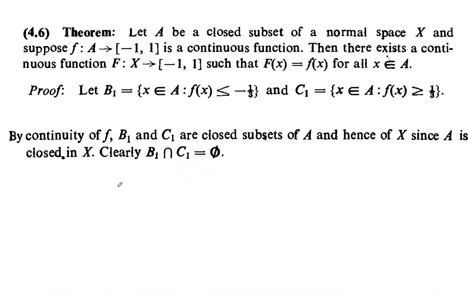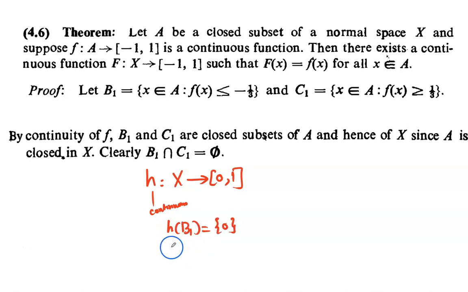Now, we can apply Urysohn's lemma to these two closed sets. So we can construct a continuous function h from X to the unit interval such that it is continuous, and h of B1 will be equal to the singleton set {0}, and h of C1: every point of C1 is mapped to 1.